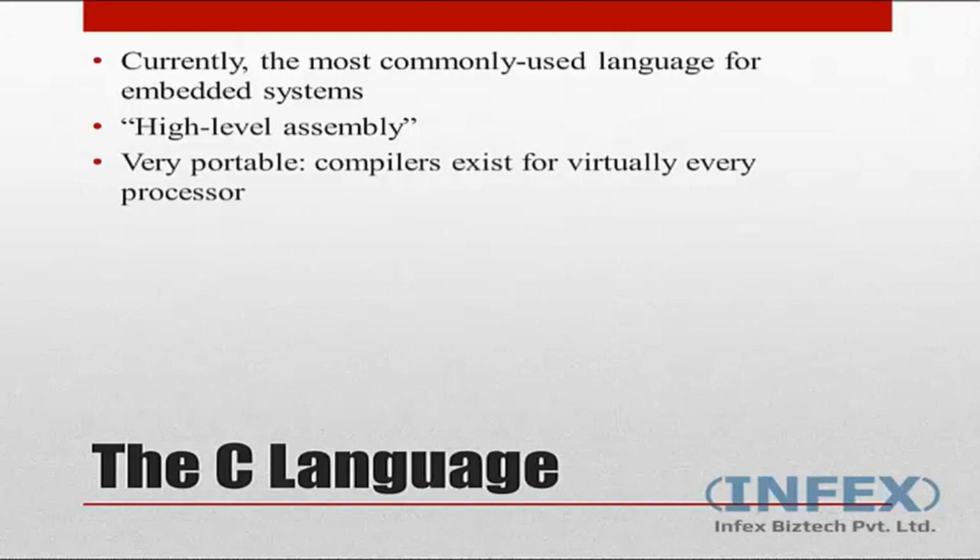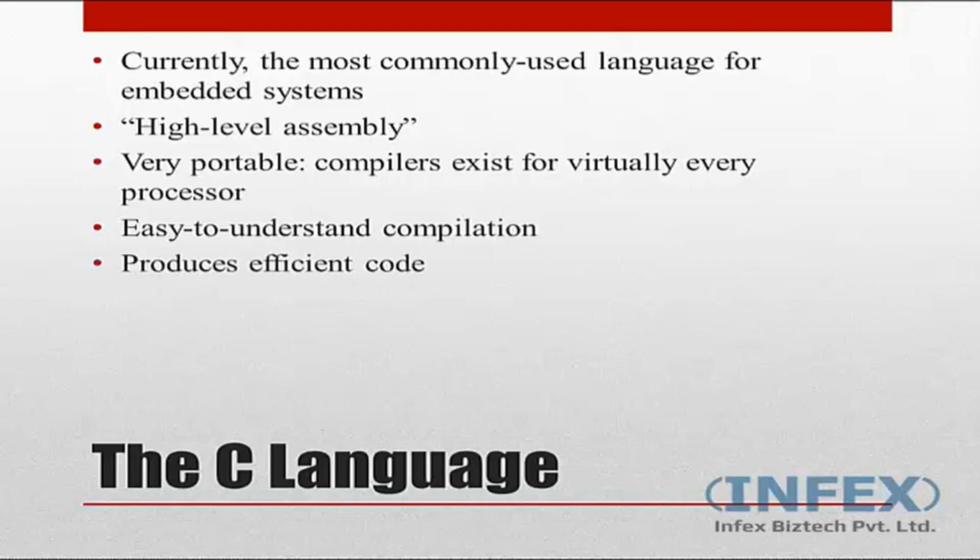C is very portable and compilers exist for virtually every processor. C is very easy to understand and easy to compile. C produces efficient code. It is fairly concise.